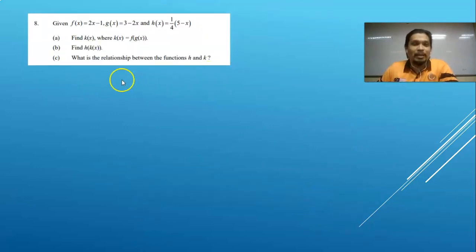Now, okay, so given a function of f(x), g(x), and h(x), so this is all about a composite function. Find k(x), find the function of k(x), where k(x) equal to f(g(x)). So, question A, k(x) equal to f(g(x)). So, let's find out which one is a function of g. g is 3 minus 2x.